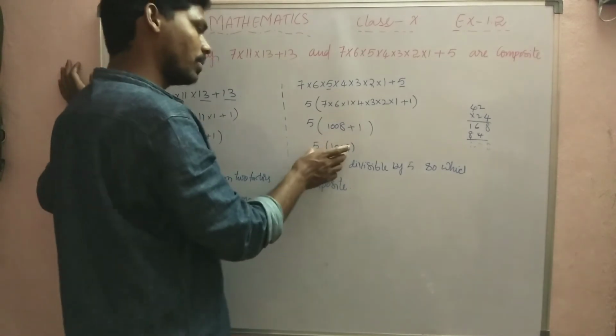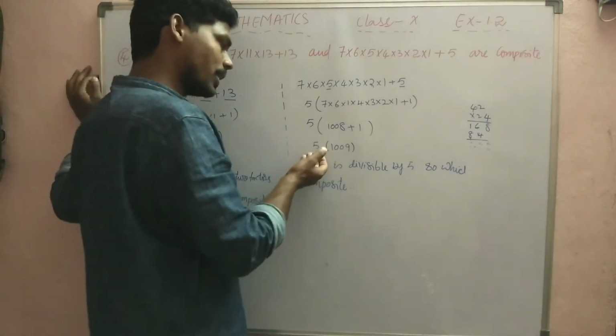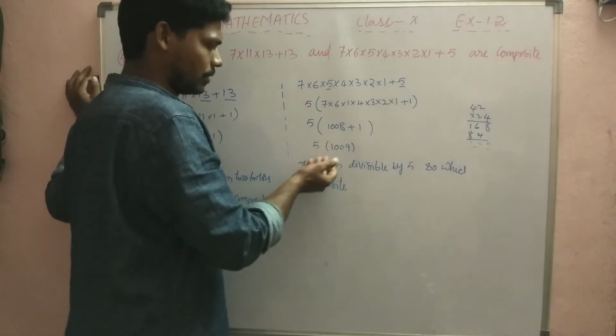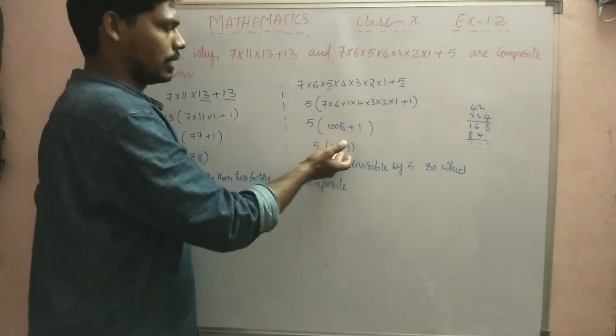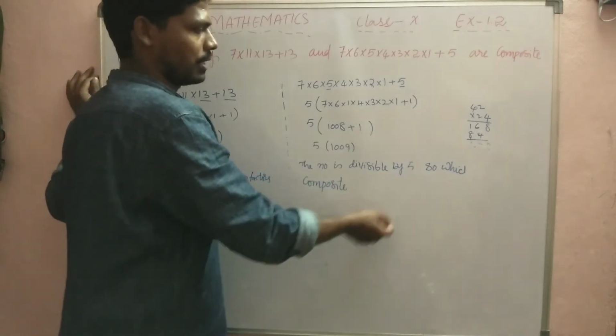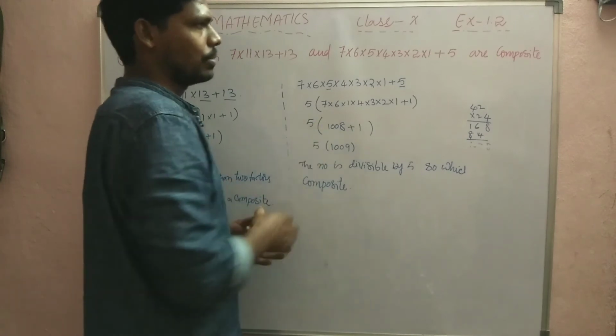So the given number is divisible by 5, so obviously we can say that 5 is a divisor of it. The given number is divisible by 5, so we can say that this is also a composite number.